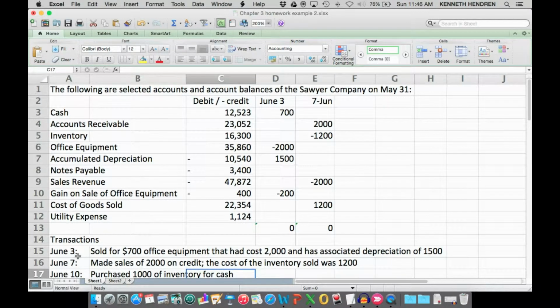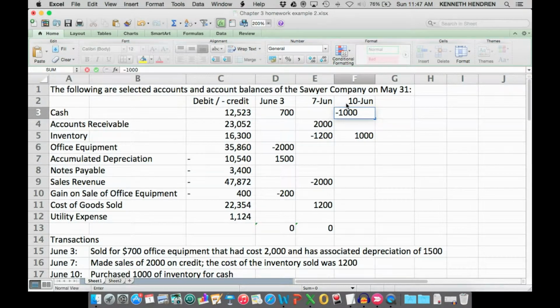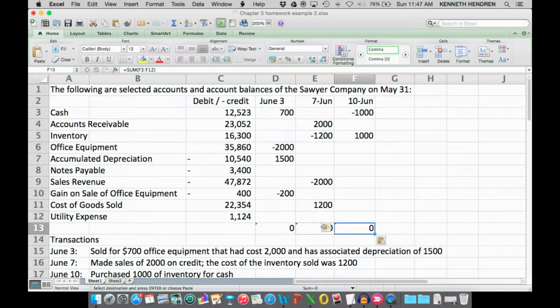Now, June 10, purchase $1,000 of inventory for cash. So, June 10, we have inventory increased by $1,000, and then we use cash to do it, so that's a minus $1,000. So we traded cash for inventory. Does it balance? Of course it does because it's 0.